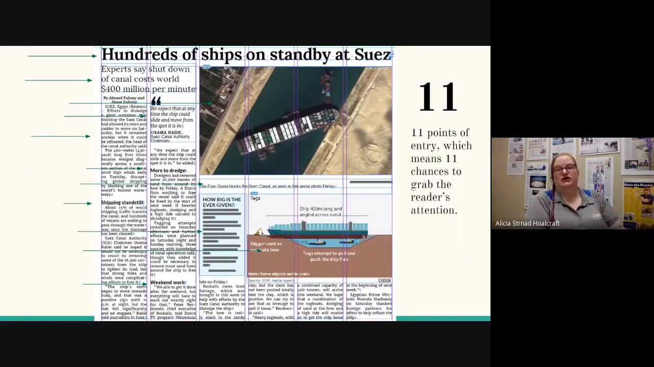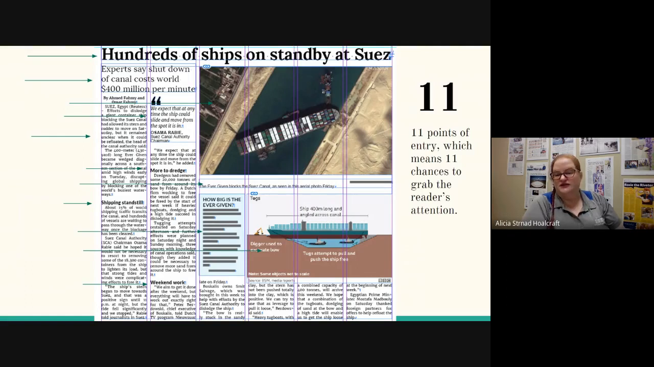So as you can see, going through this, we have changed this story from one with just 2 points of entry to one with 11 points of entry. And that means 11 chances to grab the reader's attention. Every story should have at least 3 points of entry, but I really want you to push yourselves and strive to go for at least 5 in every story that you do.